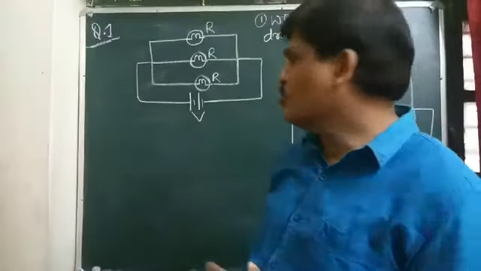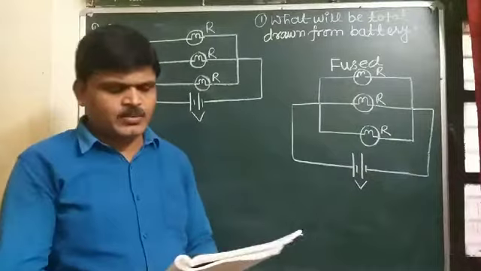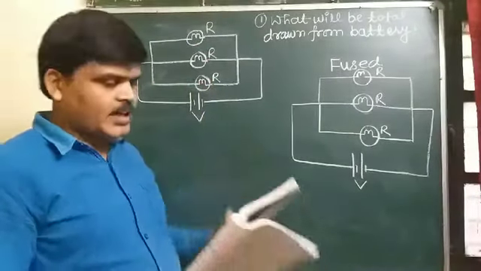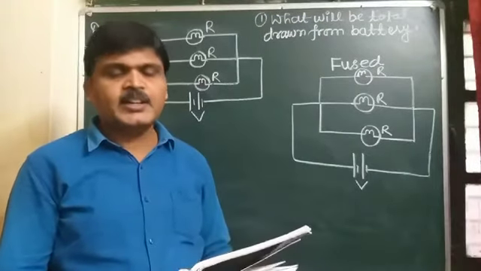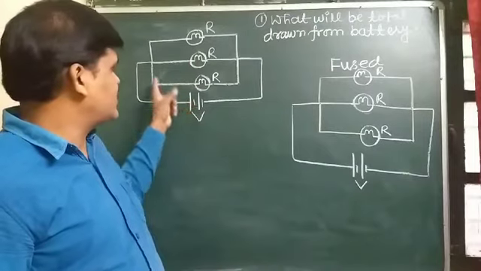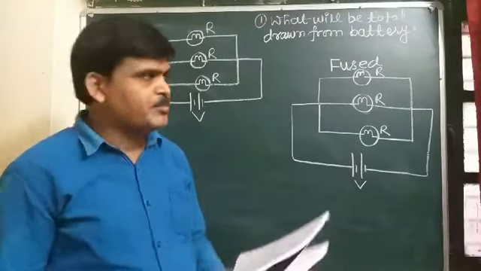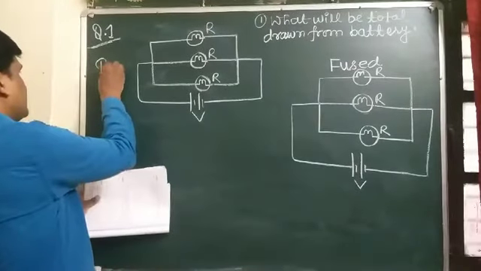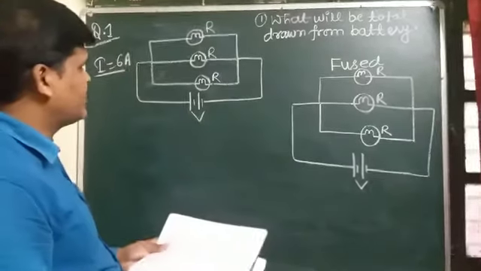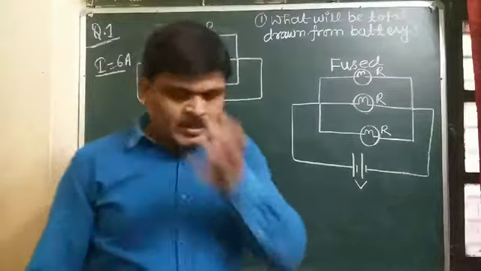Students, one diagram is given here, and listen to the question carefully. Three identical bulbs are connected in parallel with a battery V. The current drawn from the battery is 6 ampere. It means the battery sends a current of 6 ampere to the circuit.